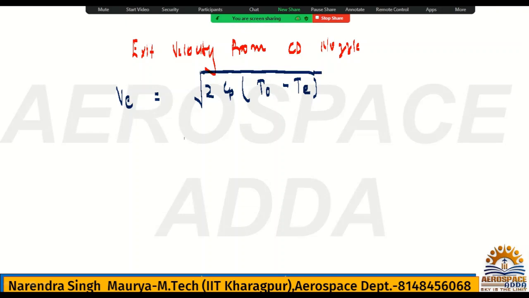Once you get V exit, we can write the thrust formula for the nozzle. That I will write. So now we have that ratio. What is the ratio we have here? The formula T naught by T exit is equal to 1 plus gamma minus 1 by 2 M exit squared. T naught we have. What is T naught? Check.